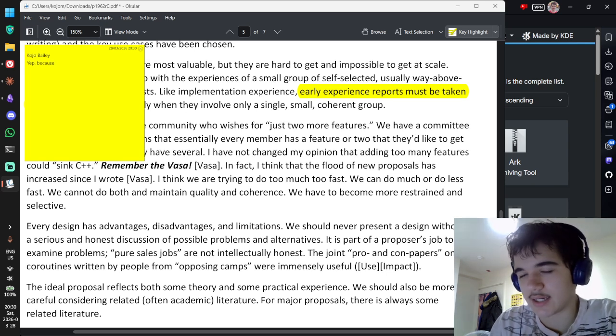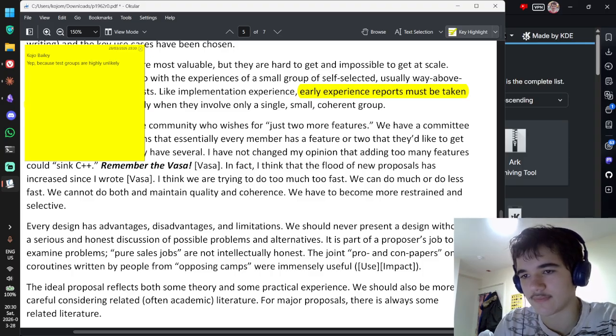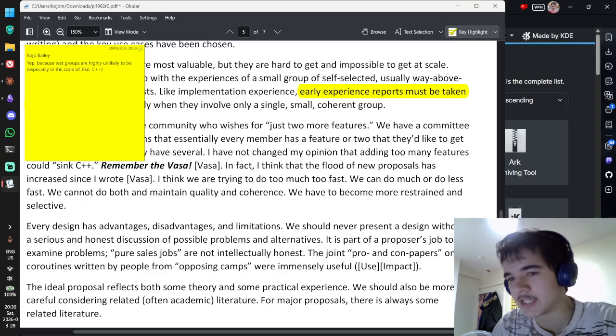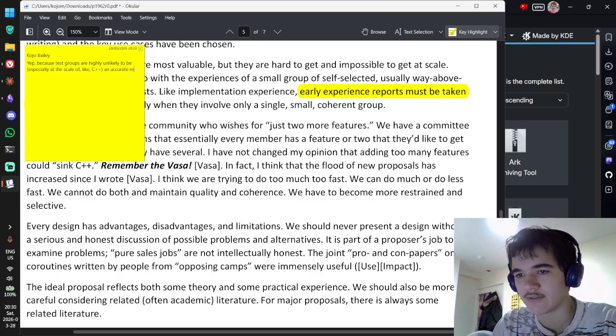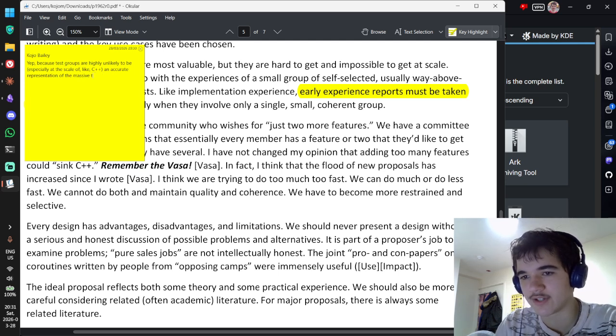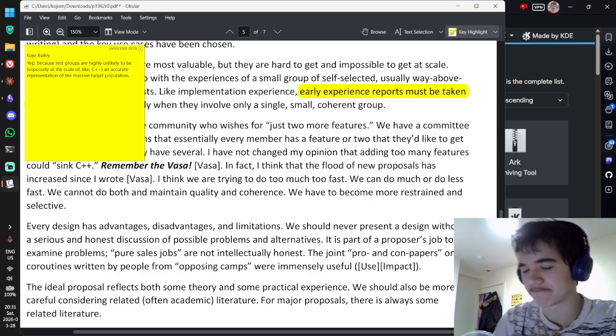Yeah. Because test groups are highly unlikely to be, especially at the scale of something like C++, highly unlikely to be an accurate representation of the massive target population.